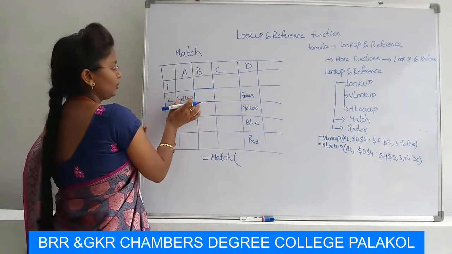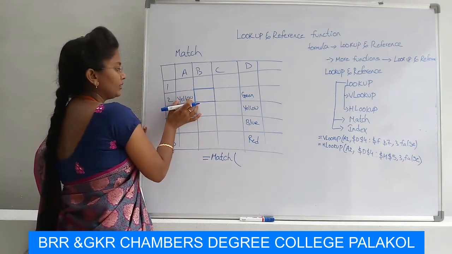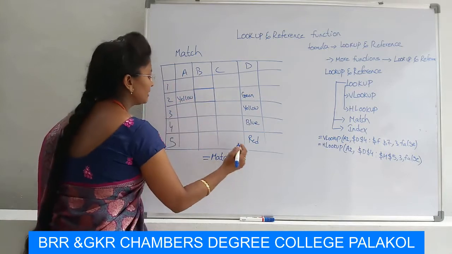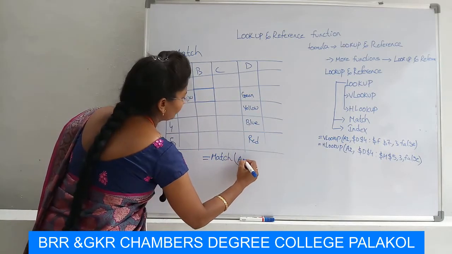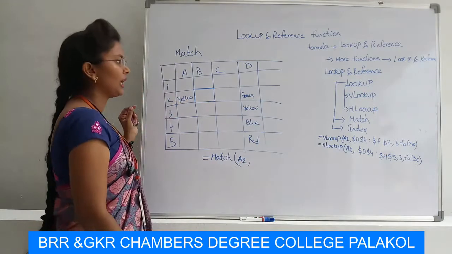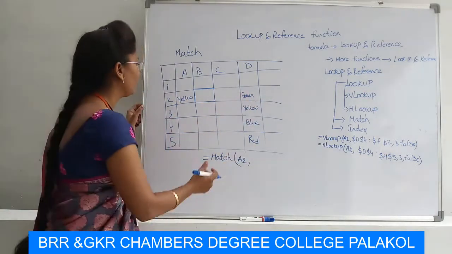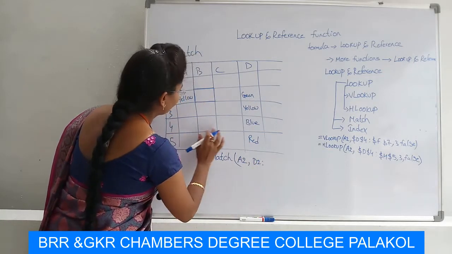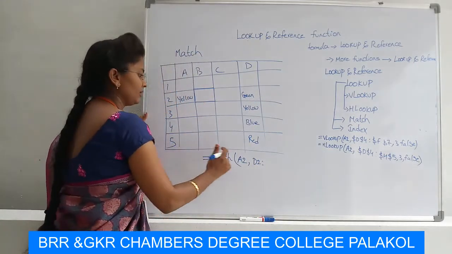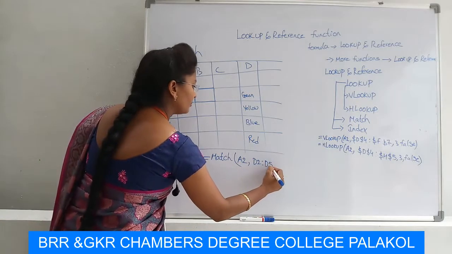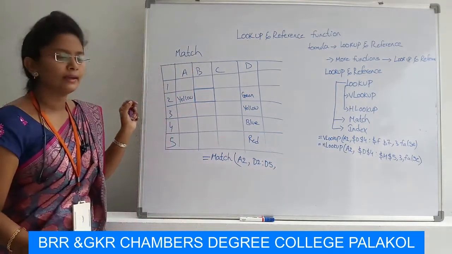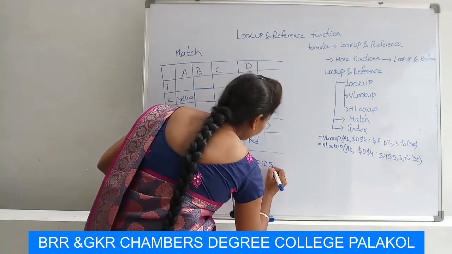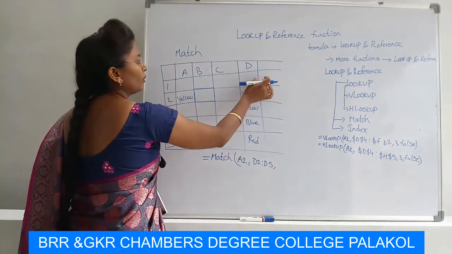and I am selecting this cell. I want this cell for the number. That means I am selecting this cell as A2, comma, I am selecting this data over here. The cell reference is D2 colon, the last cell reference is D5, and here you can see there are no names here.